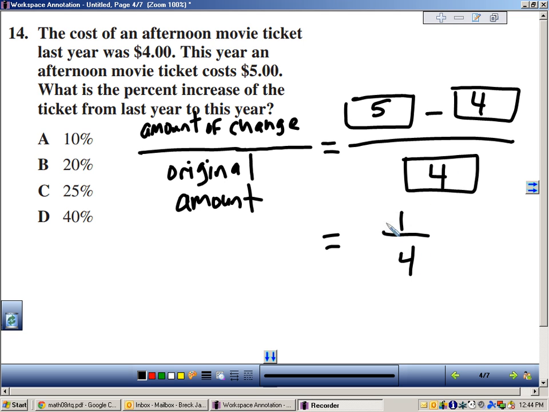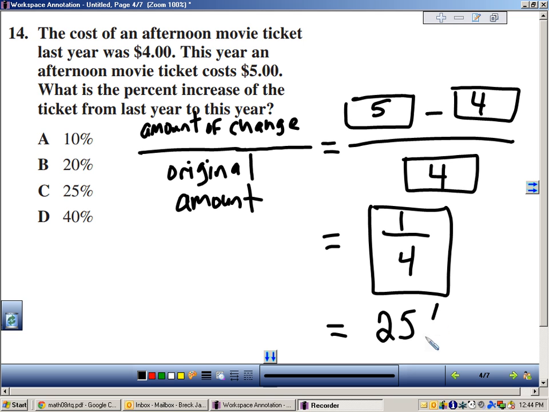So that's my fraction. To change that to a percent, I will divide and then move the decimal over 2 spots to the right. Or you may have memorized already that 1/4 is 25%. 1/4 of 4 is 25 cents, right? And so the answer is C.